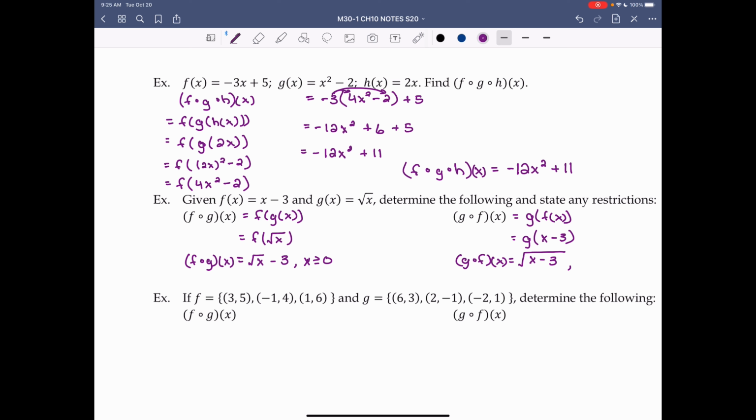And we have x minus 3 under the square root, which means x minus 3 has to be greater than or equal to 0. If we add 3 to both sides, we get x has to be greater than or equal to 3. So our restriction is x has to be greater than or equal to 3.